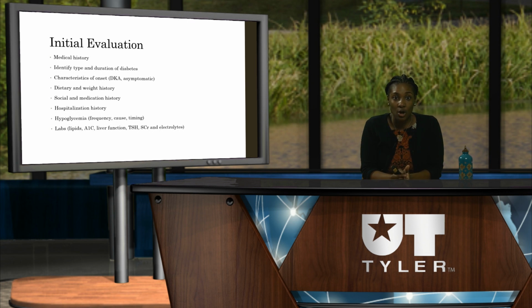Characteristics at onset. So are they asymptomatic? Did you find out because they presented to the hospital with DKA, or were they having some mild symptoms that you had checked out? How did you find out that they were diabetic? What's their dietary and weight history? So find out what they're already doing and try to help them improve upon that as they come into this new lifestyle. What's their hospitalization history? So again, have they been hospitalized for DKA or any symptoms similar to those of hyperglycemia?